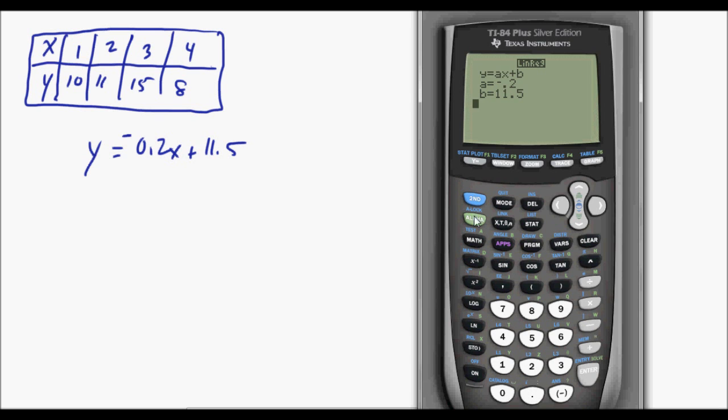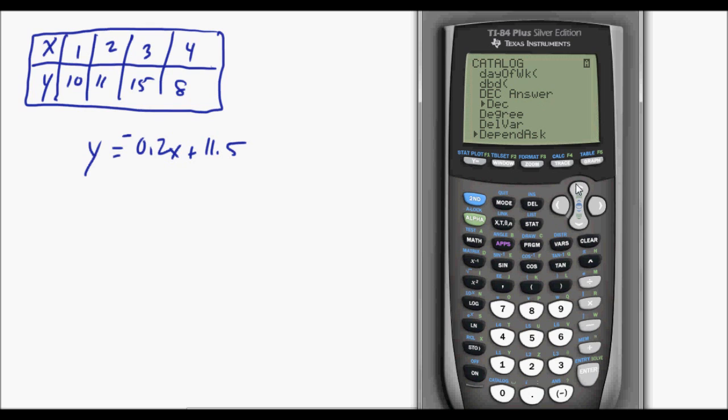Okay, so this is what you got to do. You got to make sure. Now we do this for our kids. We turn on their diagnostics, but if your diagnostics aren't turned on, you should do it when you start a test. So second catalog, and just arrow down to diagnostics on. This will give you your R values so you can see the correlation coefficient.